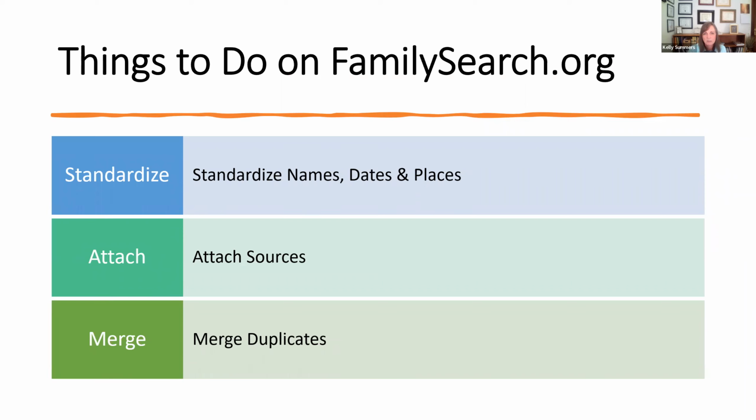Okay, so here are some things that you can do on Family Search. You can standardize names, dates, and places. You can attach sources, that's the hints, or you can attach some source documents that you may have at home, upload those. And you can merge duplicates. Those are three things you can now do before you even begin any research.